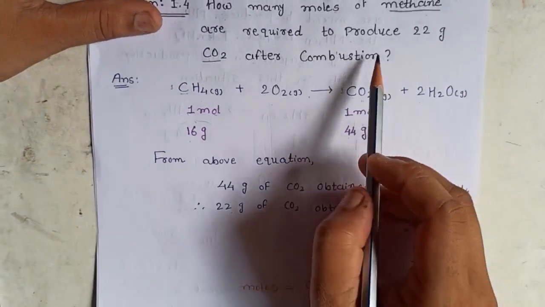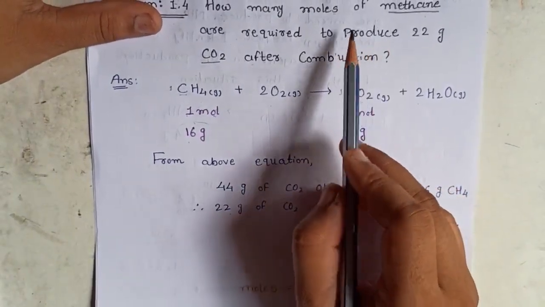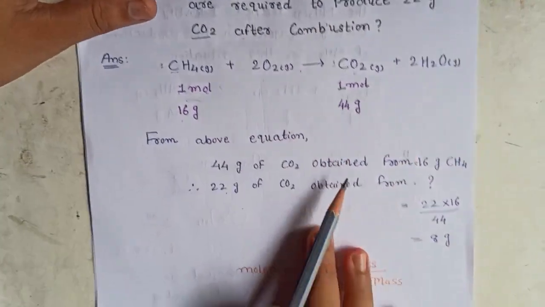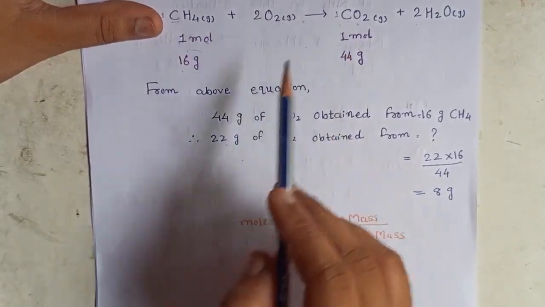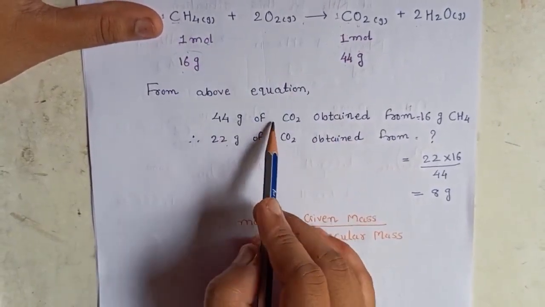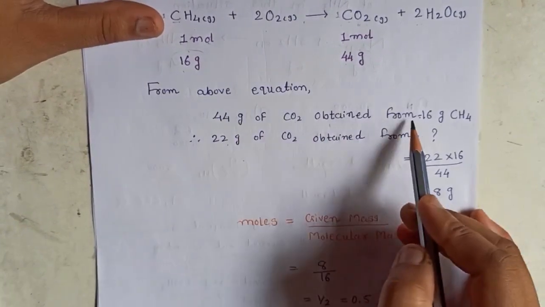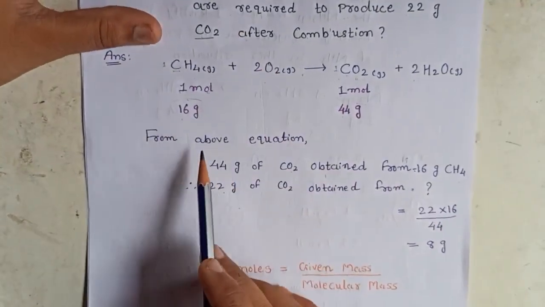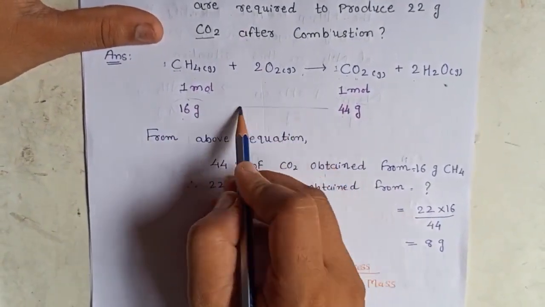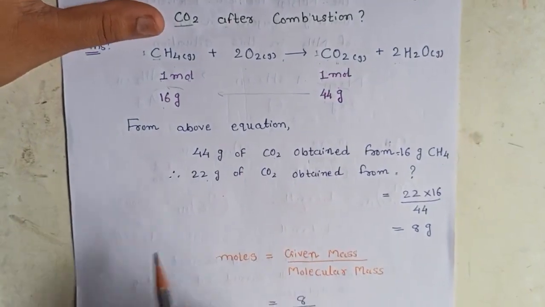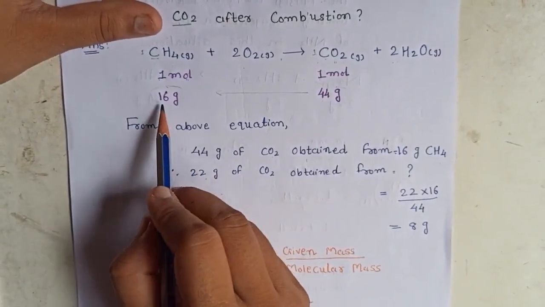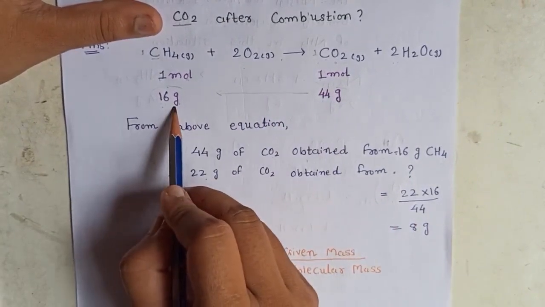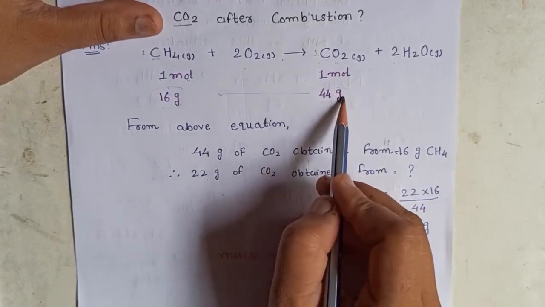Now here we have to find out how many moles of methane are combusted to produce 22 gram of CO2. So we can write it from the above equation: 44 gram of carbon dioxide is obtained from 16 gram of methane, right? Here the product is given, so we can write this statement in the reverse direction also, right? Because if we combust 16 gram of methane, 16 gram of methane produces 44 gram of carbon dioxide.